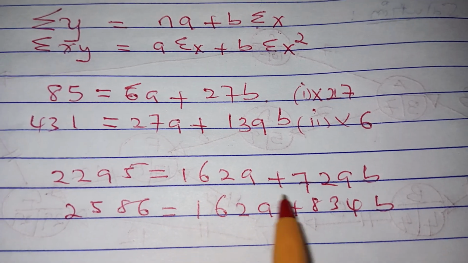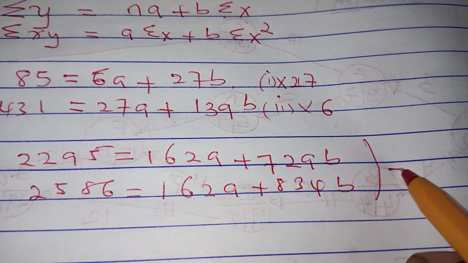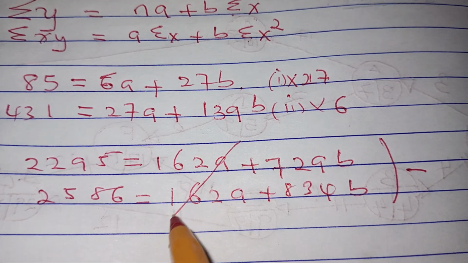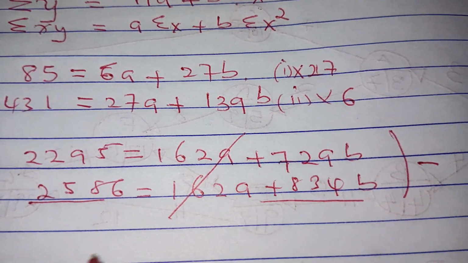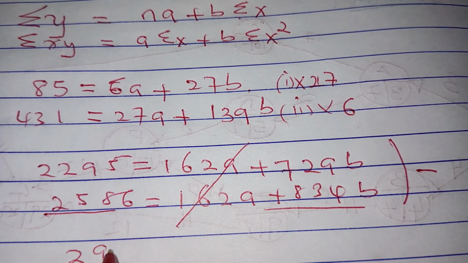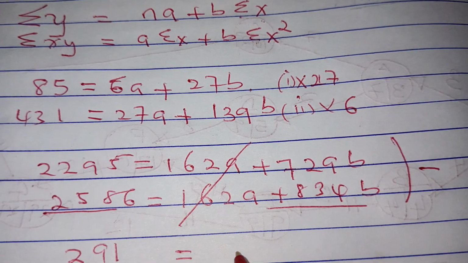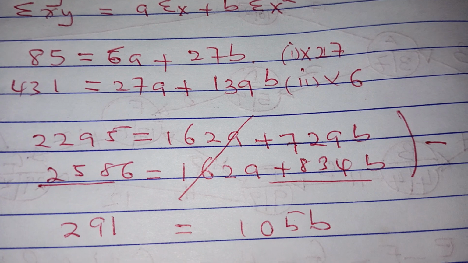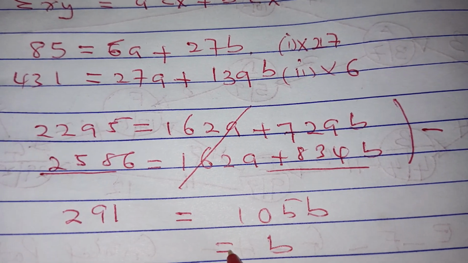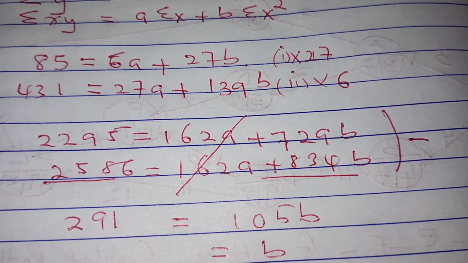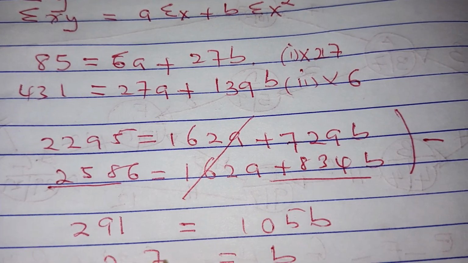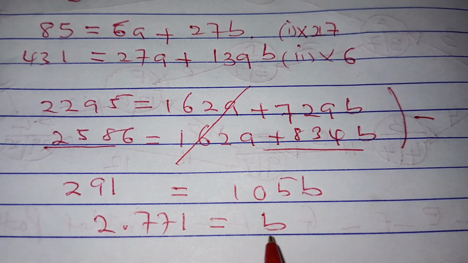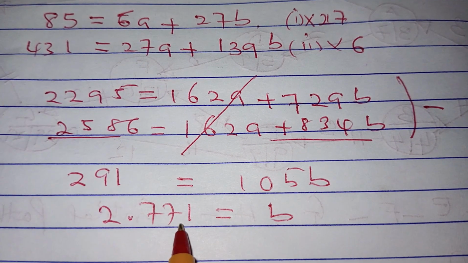Having found these two, we now subtract them so that we can eliminate a. The a's are eliminated, and then we shall have 291 equal to 105b. Therefore, if I divide both sides by 105, b is 2.771.